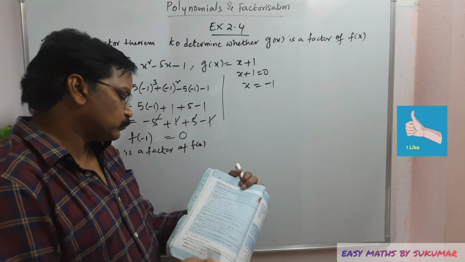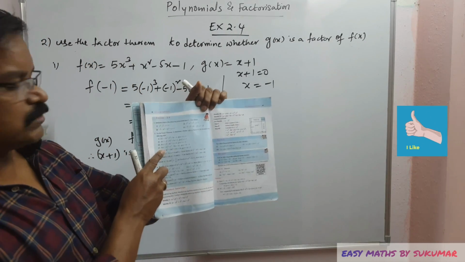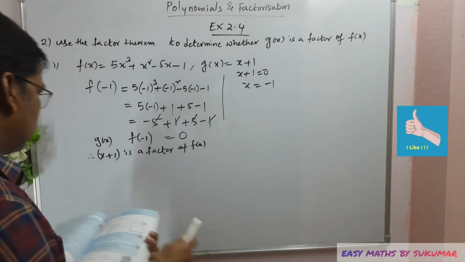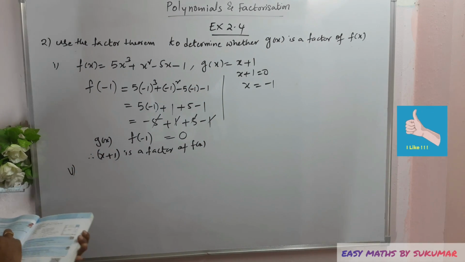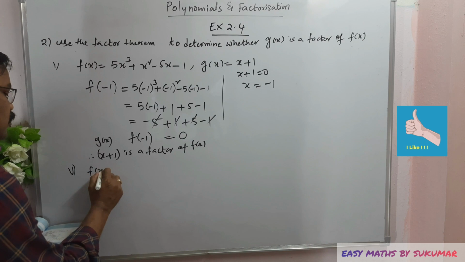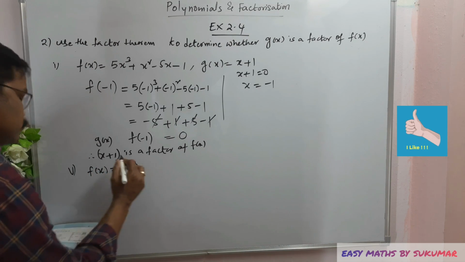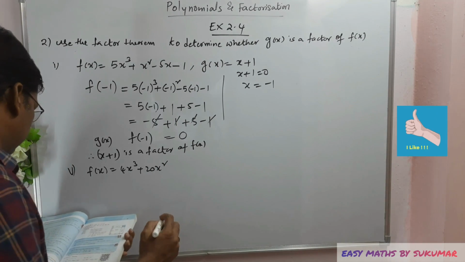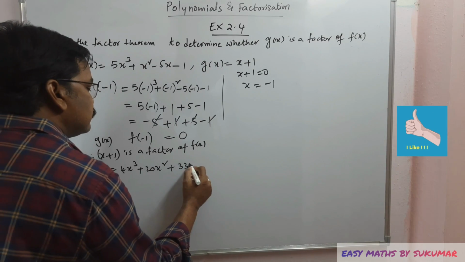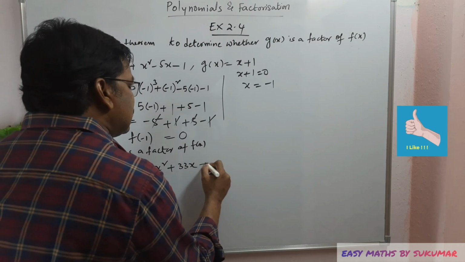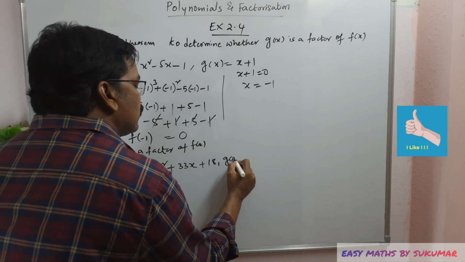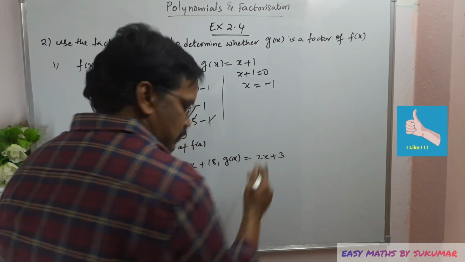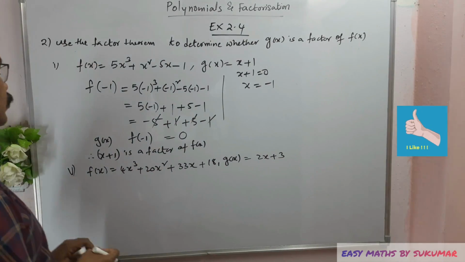Coming to the exercise, there are 5 questions: 1, 2, 3, 4, 5. I will teach you that 5th question now. 5th bit in the second set. f of x is equal to 4x cube plus 20x square plus 33x plus 18, g of x is equal to 2x plus 3. Right.